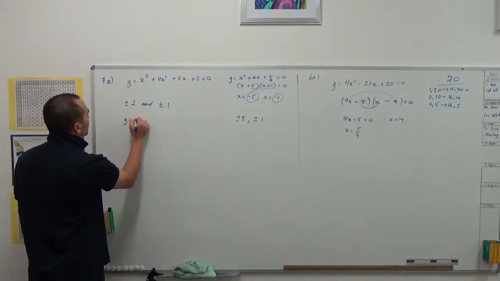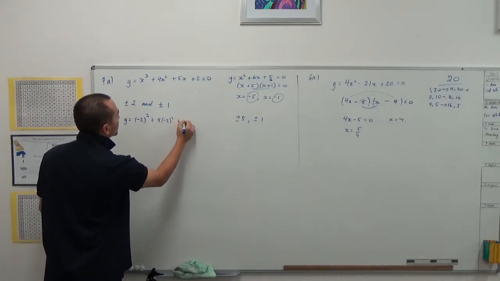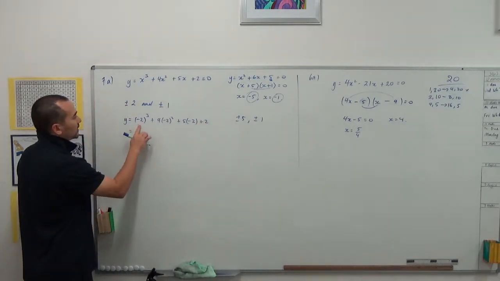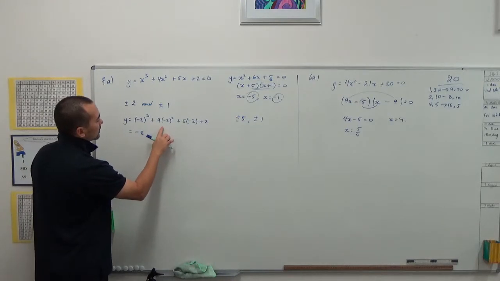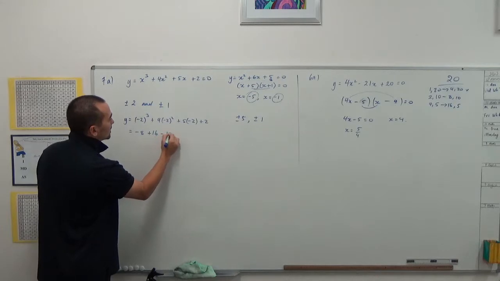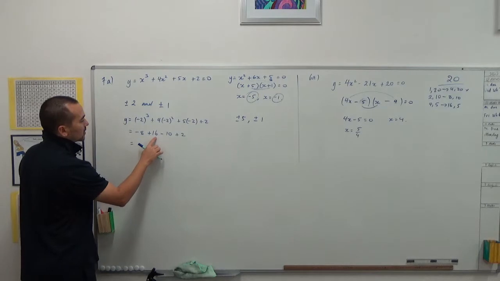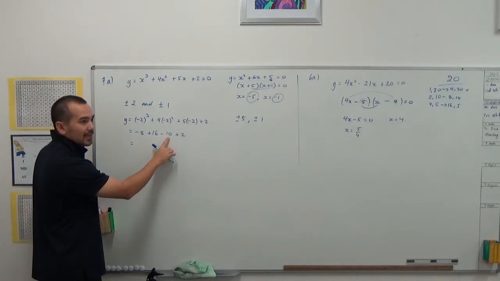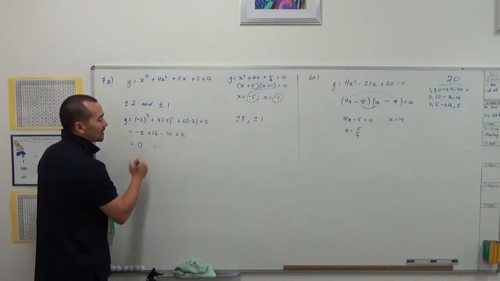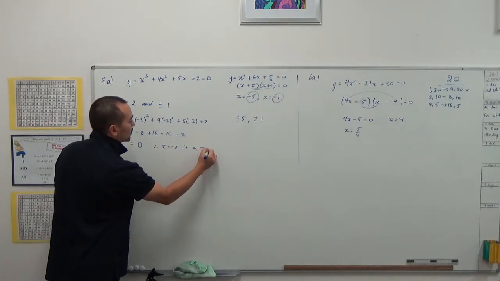So y is equal to negative 2 cubed plus 4 times negative 2 squared plus 5 times negative 2 plus 2. And we get negative 8 plus 4 times 4 is 16 minus 10 plus 2. Negative 8 plus 16 is positive 8. Positive 8 take away 10 is negative 2, plus 2 equals 0. We can say, therefore, x equals negative 2 is a root.